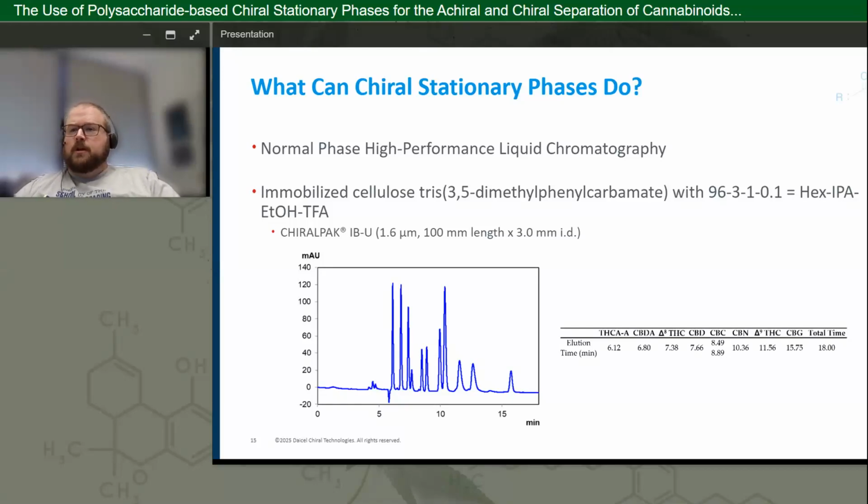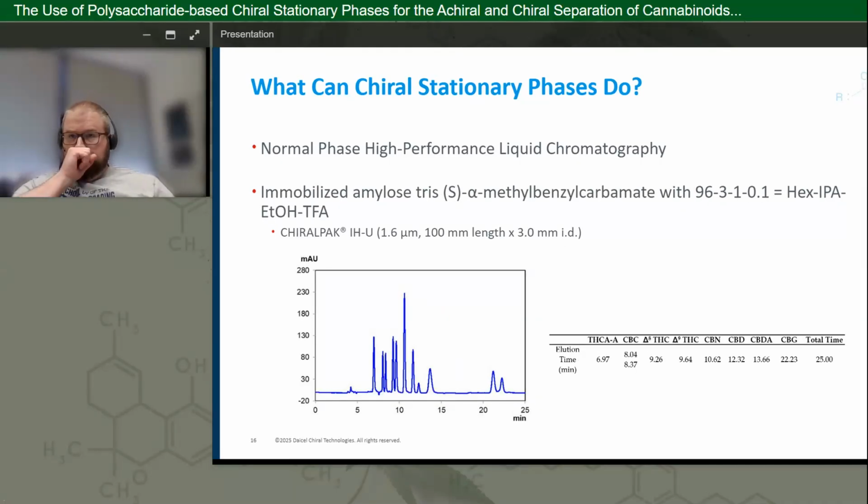And so we run that same mixture here. We see we get pretty good discrimination of all of these cannabinoids. And again, we have our critical pair of CBD and delta 9 THC that are very well resolved. So good quantification, good potency analysis in this case.